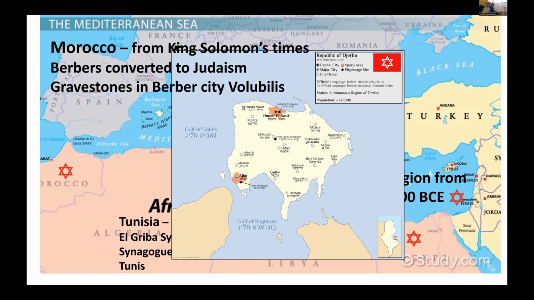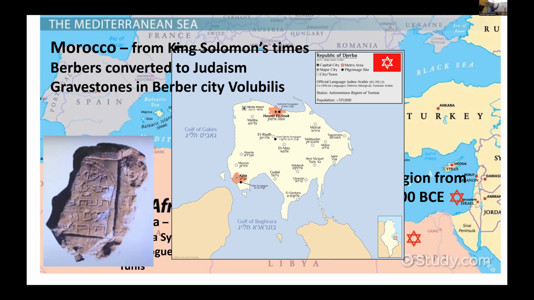In Morocco, from Solomon's time, merchants also moved there along the Mediterranean Sea. And the Berbers, now they are all Muslim tribes, but at that time they converted to Judaism before Islam. They actually used Jewish inscriptions on their tombstones. So if you go through Berber towns in Morocco, you find their Jewish ancestry, but then they converted to Islam and stayed under Islam altogether.